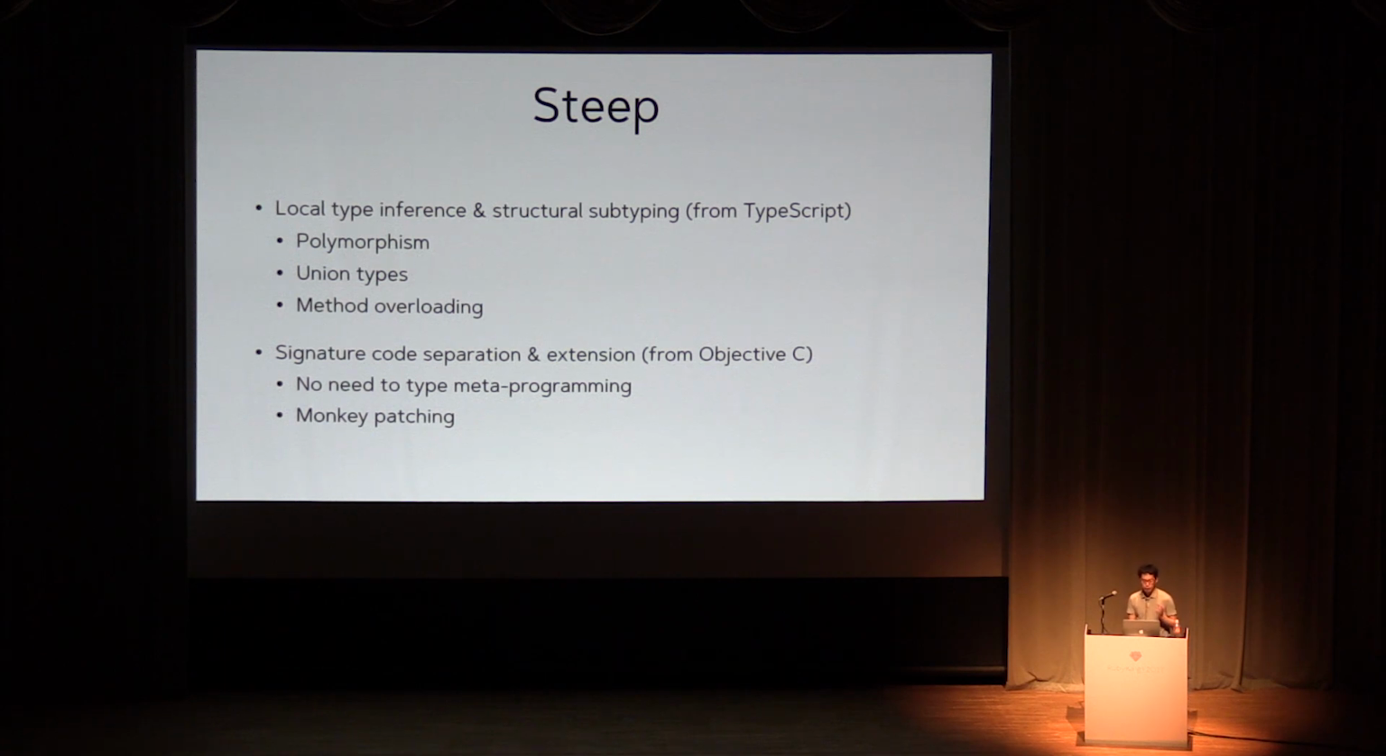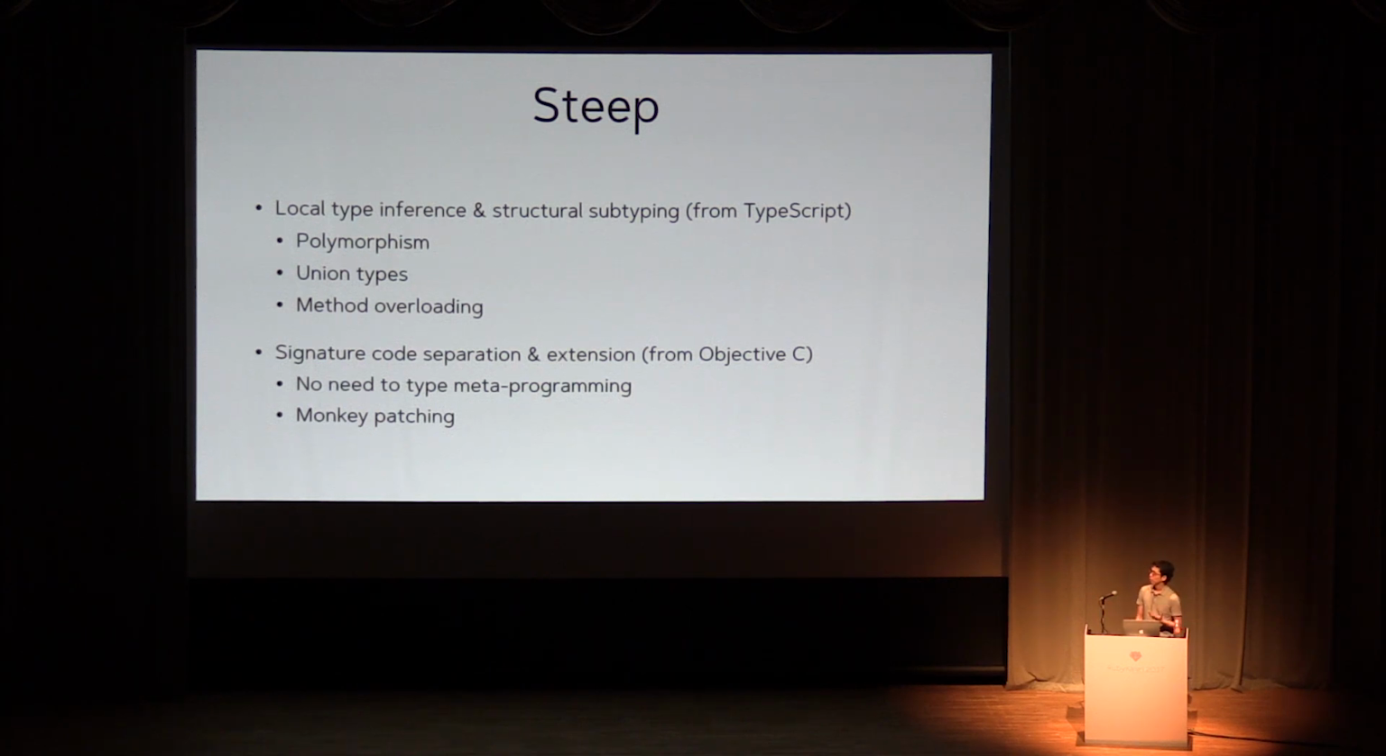Because we declare the method types explicitly, we can have polymorphic types. And we have union types or method overloading. So they are essentially subtyping. So because we write annotations, we can have subtyping, and we can have union types and method overloading.